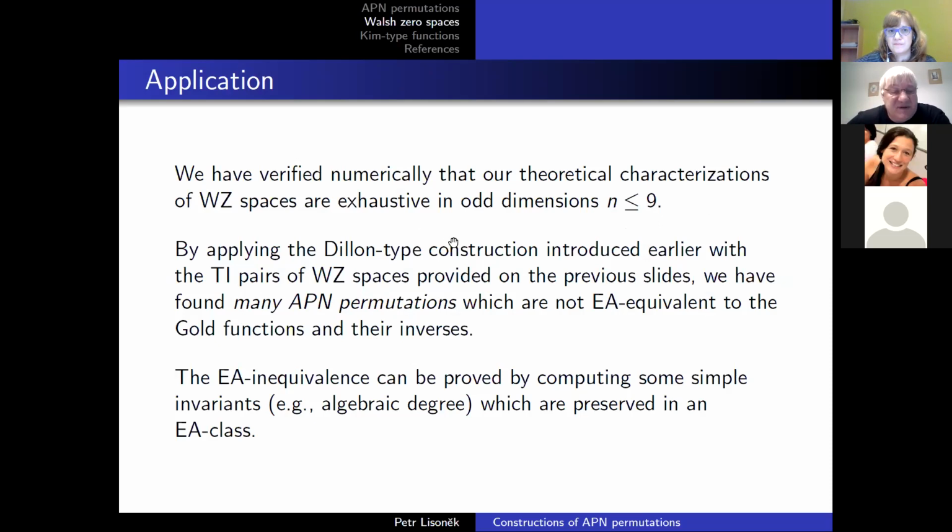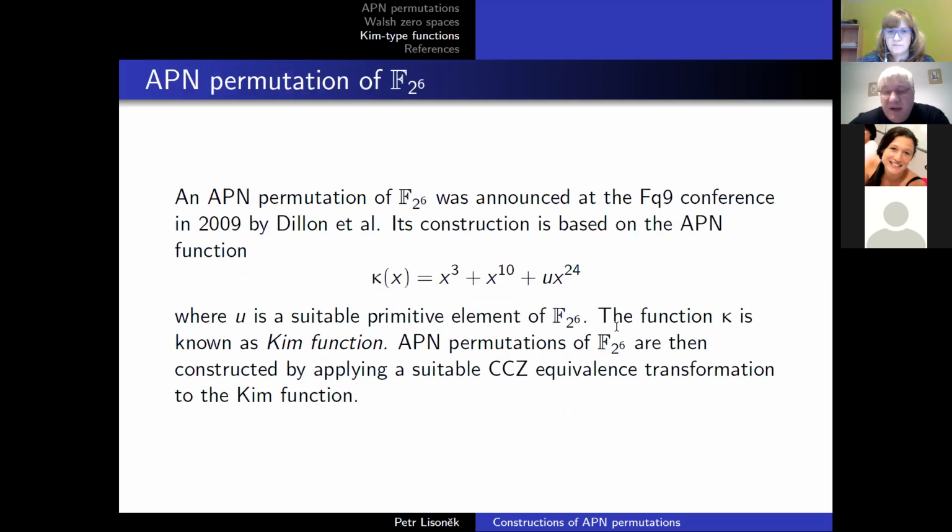We still have lots of computations ongoing about that. To show that they are not EA equivalent, extended affine equivalent, we can just compute some simple invariants of the functions, like the algebraic degree. Those are preserved by EA, and therefore, if they have different values, then we know that our functions are not affine equivalent to the Gold functions or inverses.